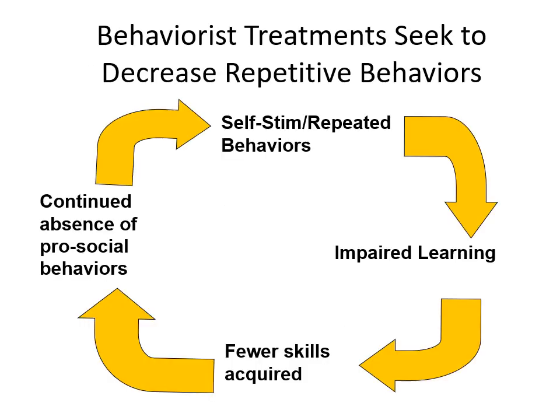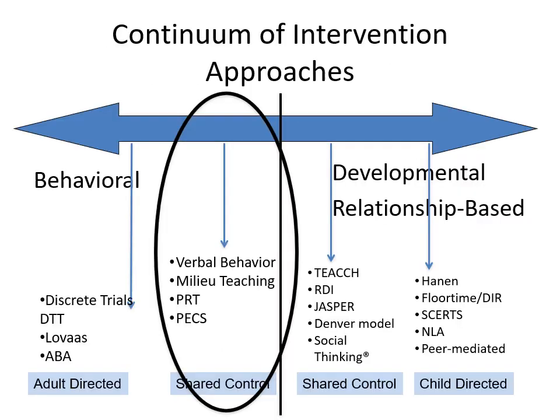In terms of repetitive behaviors, in a behaviorist treatment approach, we do not want to allow self-stimming or repetitive behaviors to continue. The reason for that is that they impair learning, and then the child acquires fewer skills, and then they continue to lack the pro-social behaviors that we want to see. When they can't function well, that leads to more self-stimming, more repeated behaviors. And so we want to get rid of those repeated behaviors through either negative reinforcement or redirecting. We just disallow them to continue using those self-stimming behaviors.